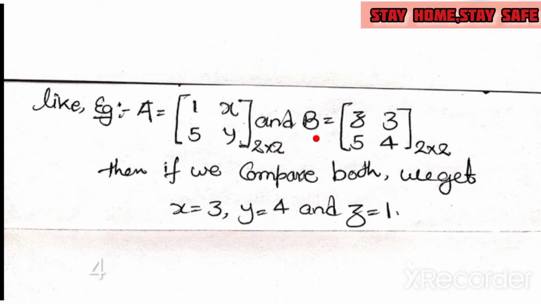So matrix B also has to be equal to A. So we can say x is equal to 3, y is equal to 4 and z is equal to 1 from the above given matrices.